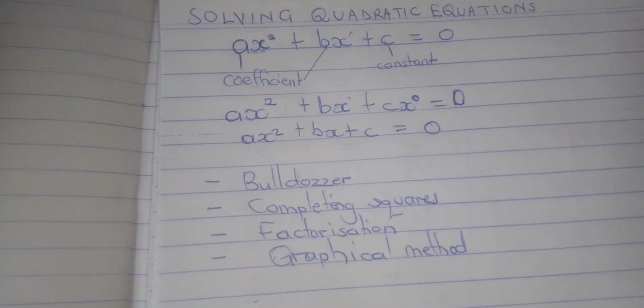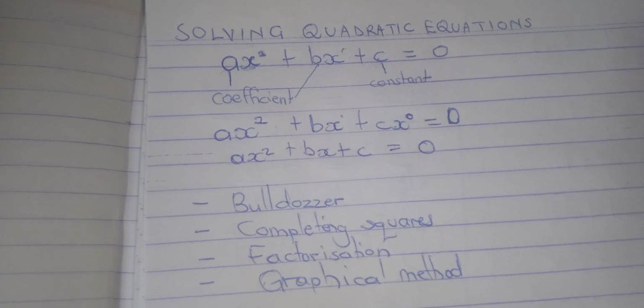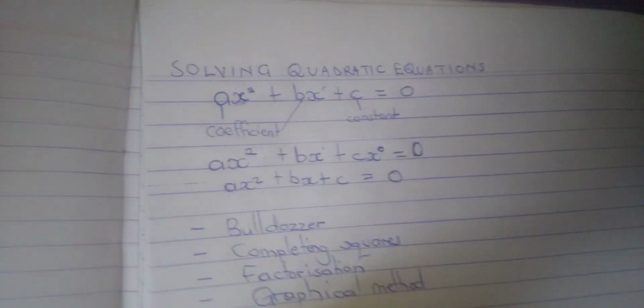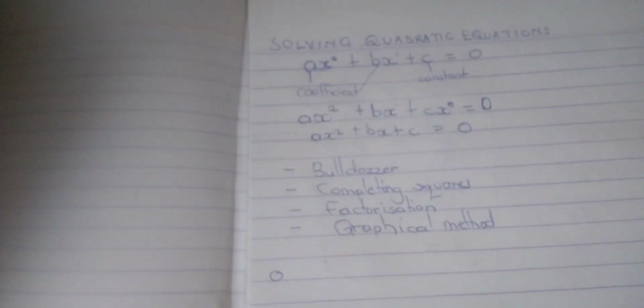So the bulldozer formula we can generate and see how the bulldozer formula comes about. For example, we said all quadratic equations are in the form of x squared. It's not a must that you always use x. A quadratic equation can be in any unknown, maybe in terms of m, or any other unknown. But we have seen that all quadratic equations are in the form of ax squared plus bx plus c equals 0.